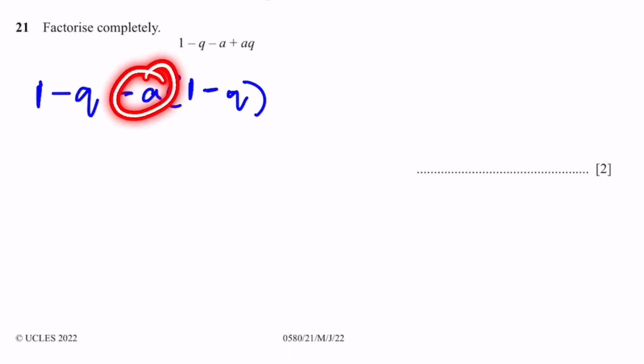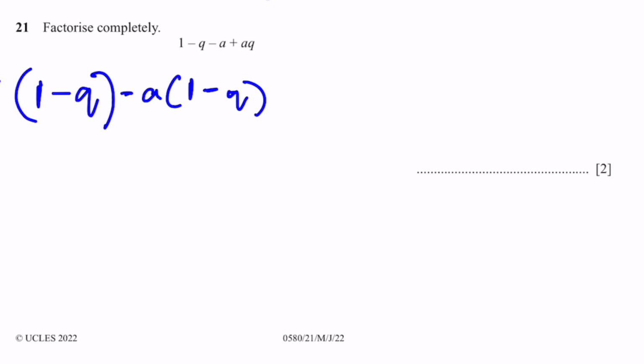Factorize completely 1 minus q minus a plus aq. The first thing we can do is to take out the common factors in the second half of the expression. So 1 minus q minus a into 1 minus q. How does this happen? When we take out minus a from this section over here, we'll get a 1 and we'll get negative q, since we are taking out a negative here. We can put this in brackets as well and make it 1 into 1 minus q.